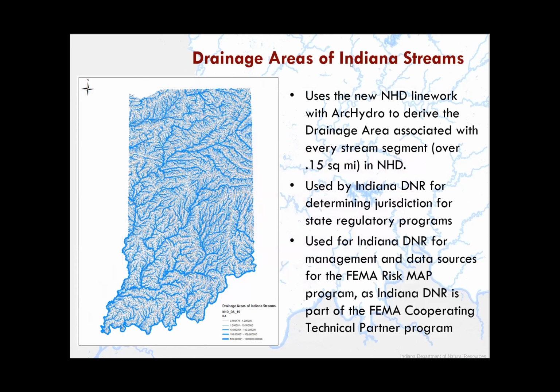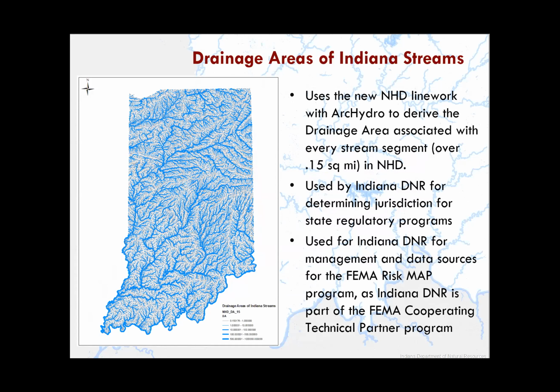It's a great little data set we have to determine our jurisdiction for our regulatory programs. A lot of our limits for the Indiana Flood Control Act, for example, are keyed towards the drainage area of the stream. And we go through, we're in court going through arguing what drainage areas are. So having better information on that certainly helps us there.